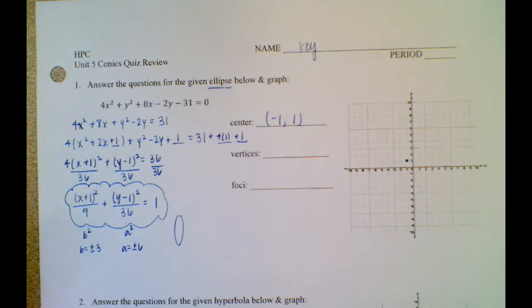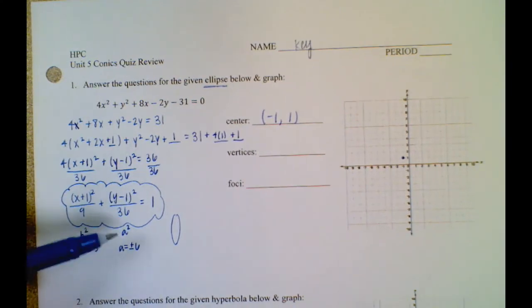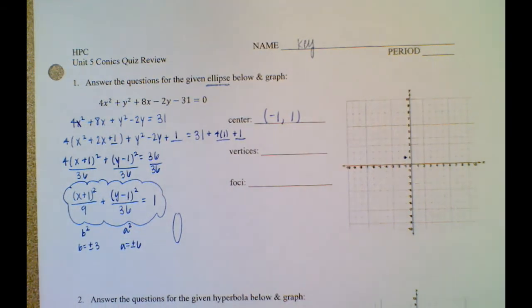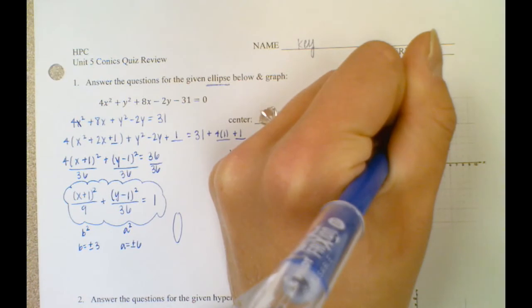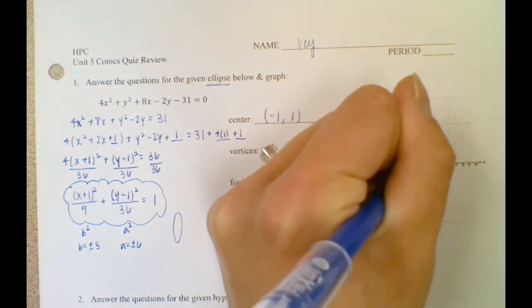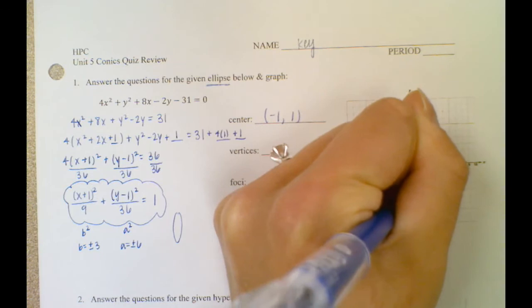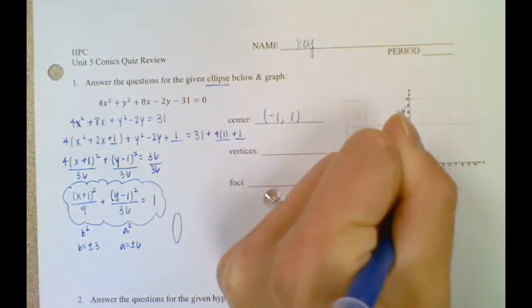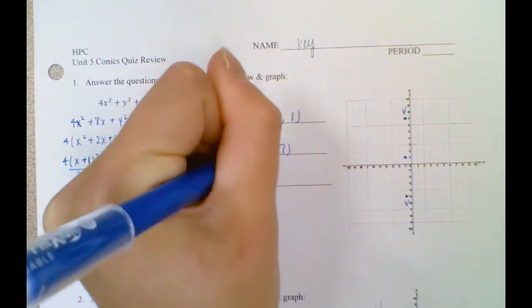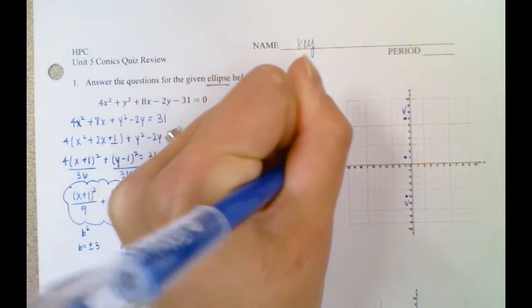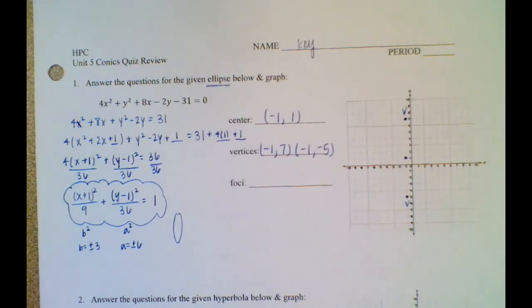So my ellipse will look like that, because looking at your formula sheet, the a squared term is second in the standard form. Okay, so that will help me find my vertices. So I'm going to count up 6 and down 6 from my center. Okay, so those are my vertices. So that occurs at negative 1, 7, and at negative 1, negative 5. Those are where my vertices are.